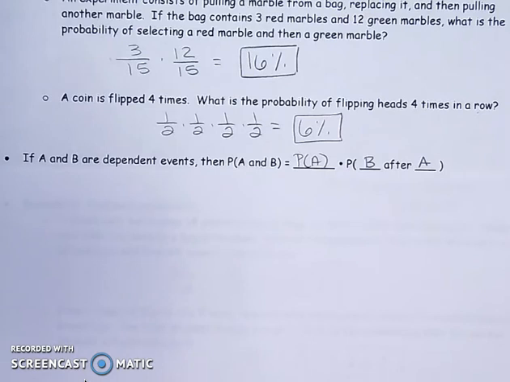If the events are dependent, that means the sample space changes the second go round, then the way we find the probability of A and B happening is the probability of A times the probability of B after A has already occurred. So we change the sample space in our second fraction.